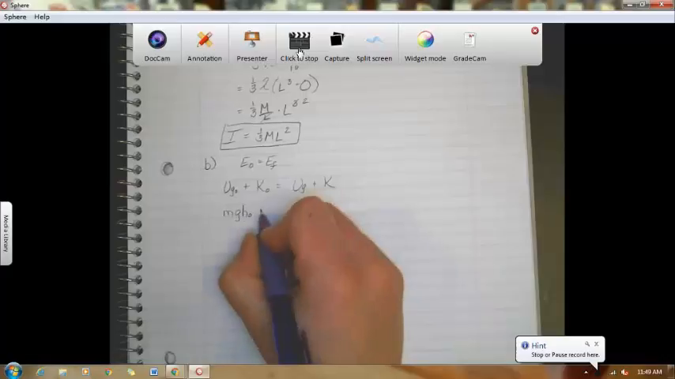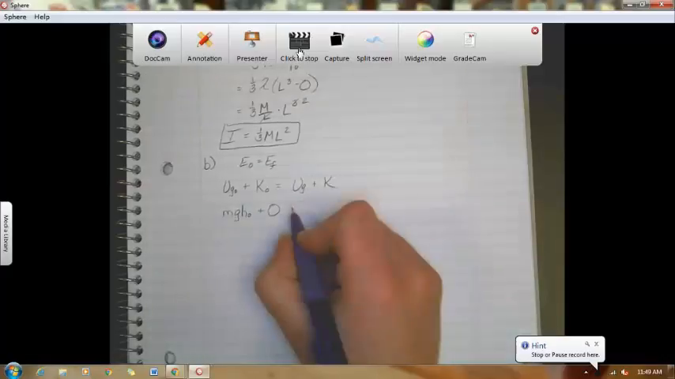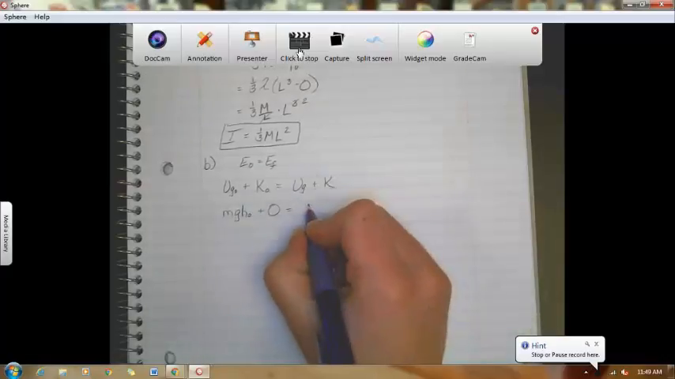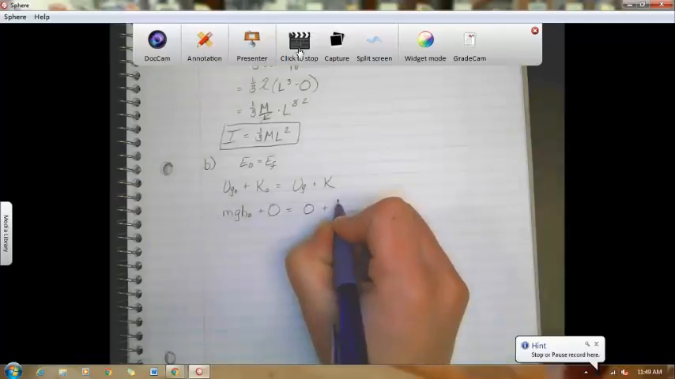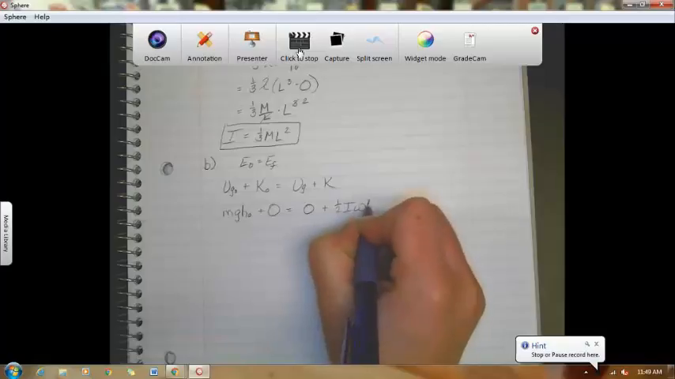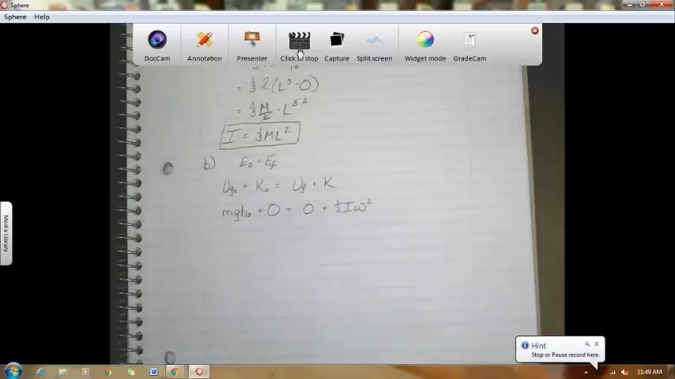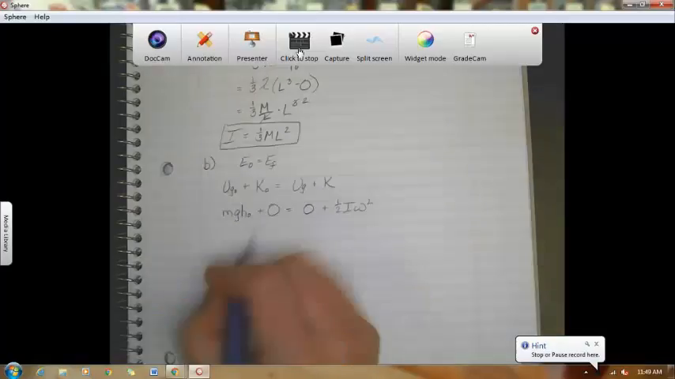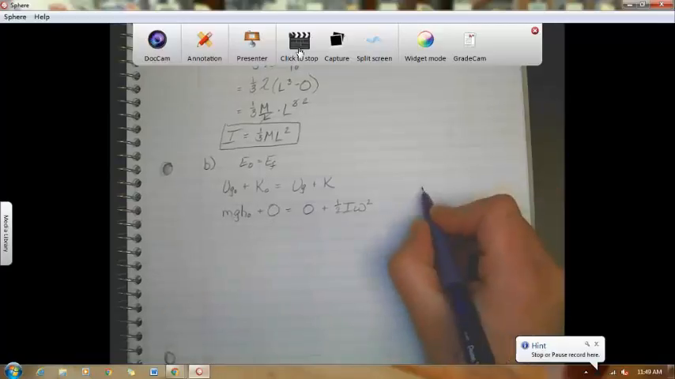Off to the side, we need to look at the initial height of the center of mass of the rod, because the top end's not moving at all and the bottom end is fully moving. So we're going to take kind of the average, if you want to think of it that way.